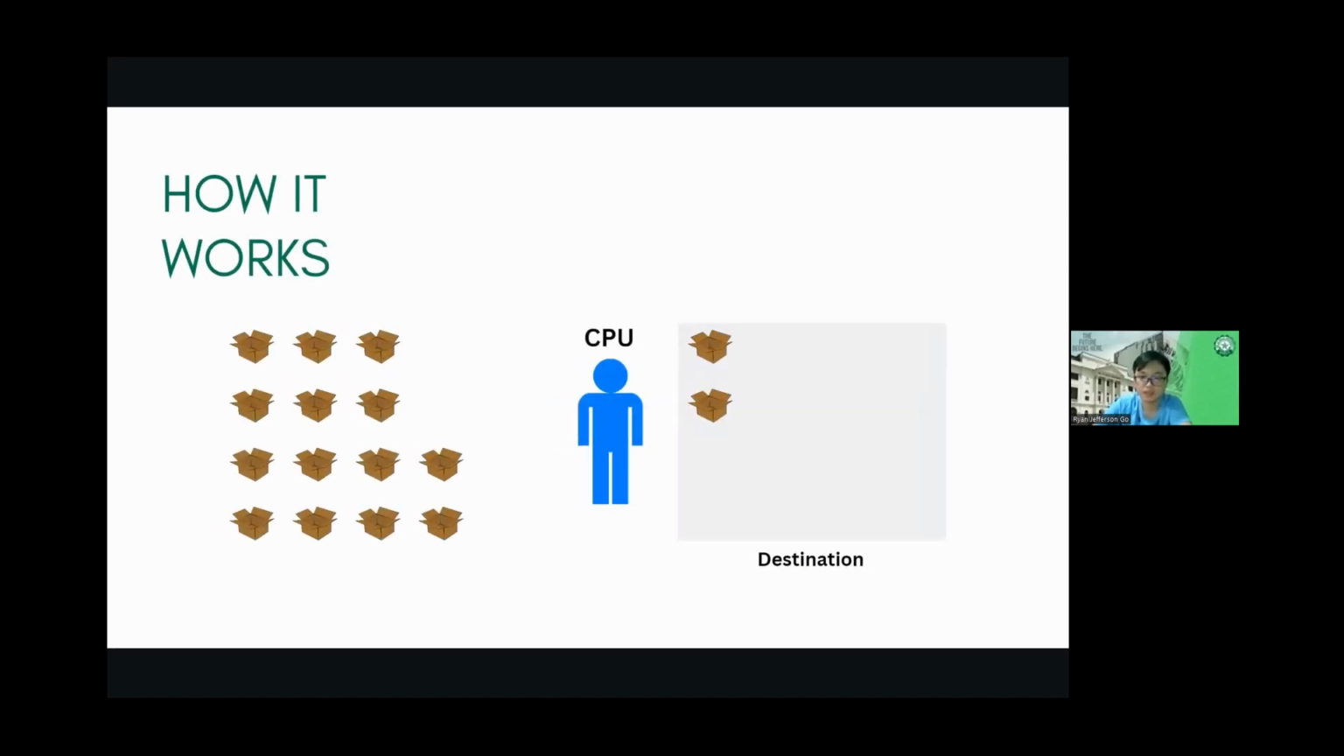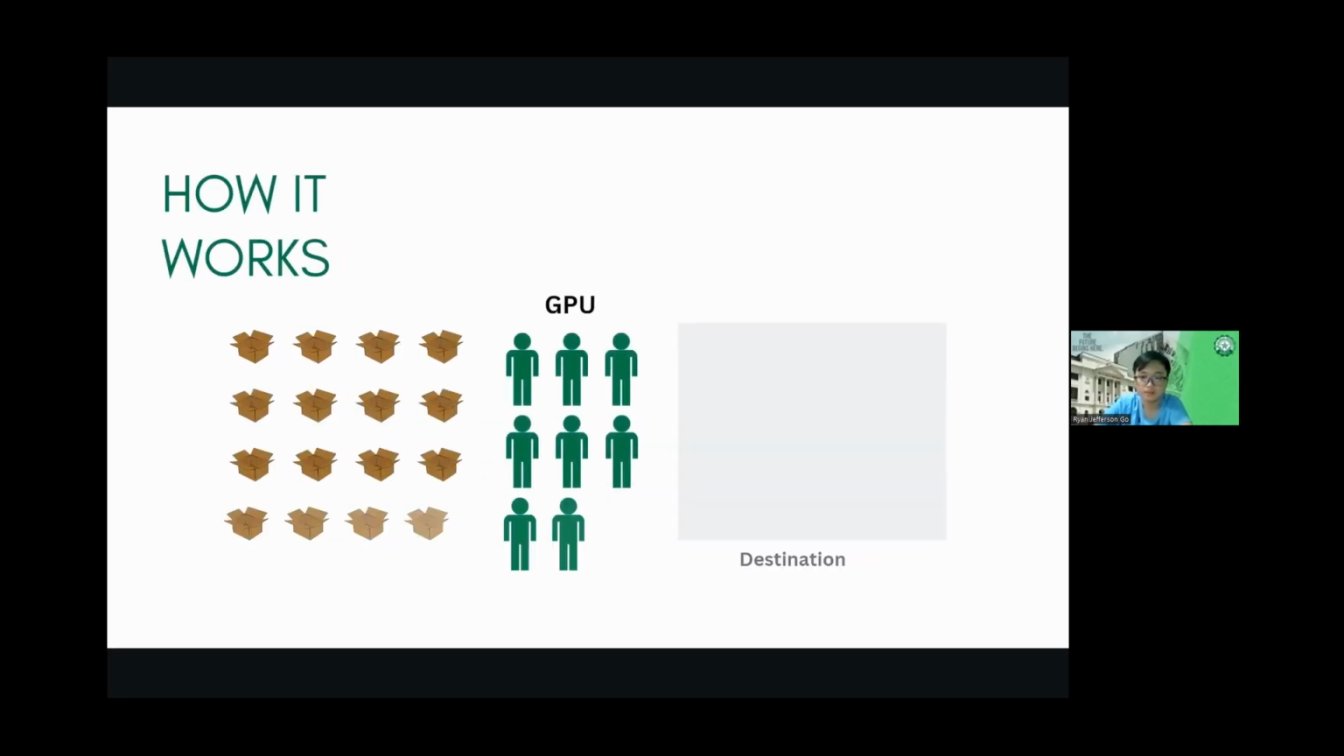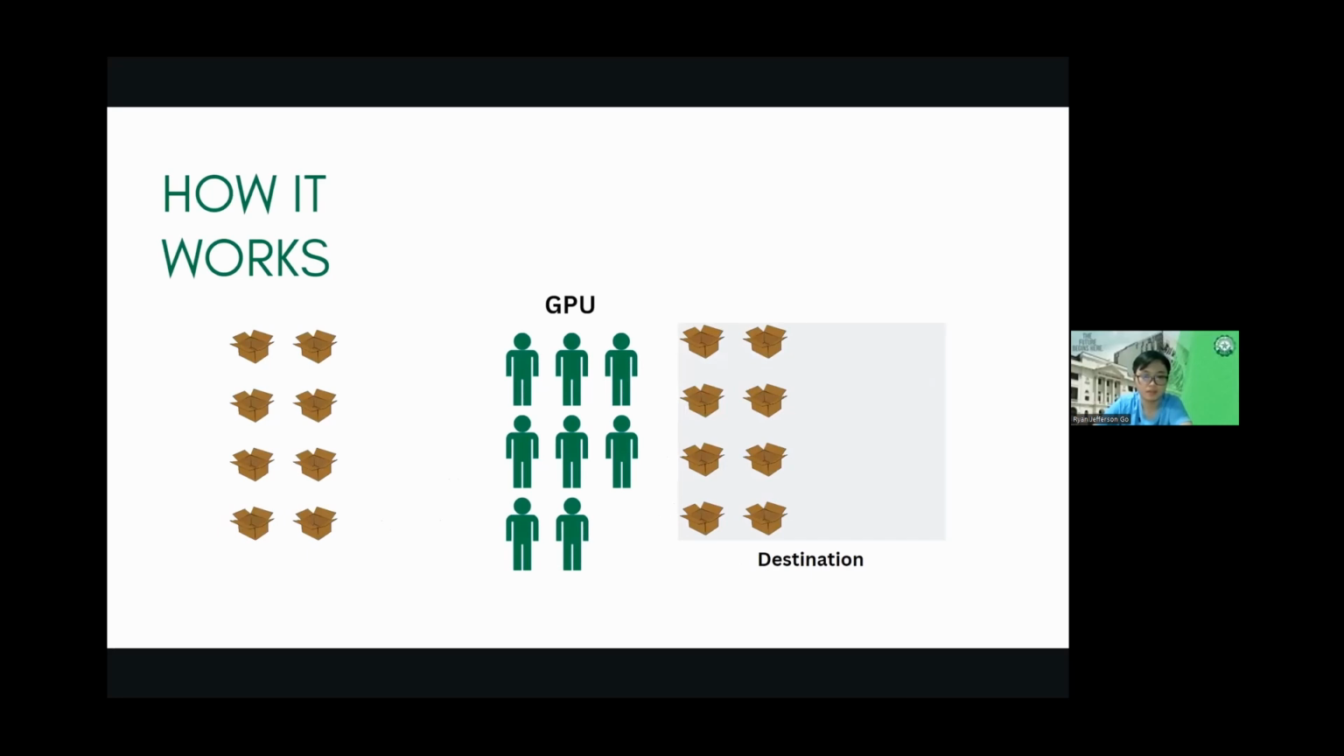So for the next slide, a group of people, as represented by the GPU, will be able to finish this task faster, with each of them carrying a single box and carrying all of these boxes all at once to the destination, as you could see in the next slides. As you can see, they were able to get 8 boxes compared to the 2 that the previous CPU had handled. Next slide.